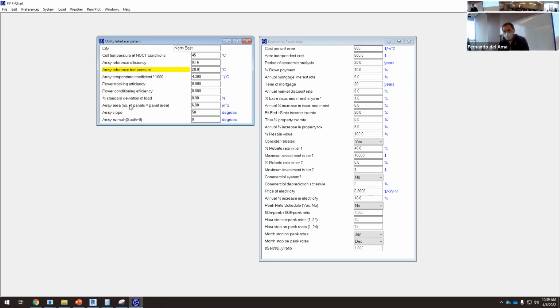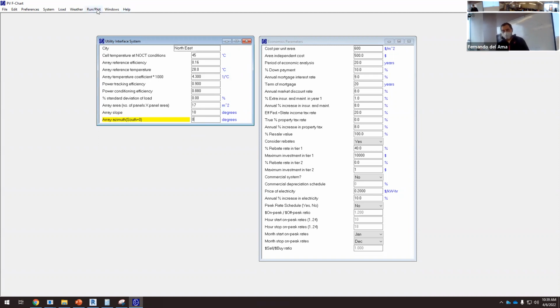And what is the array area? It's the number of panels times the panel area. We know that because we have calculated that in Revit. So this should be 17 square meters. What's the array slope? We can change it here. The array slope is 10 degrees or 12 or 15 or whatever. And the azimuth, it's south oriented, so it's 0.